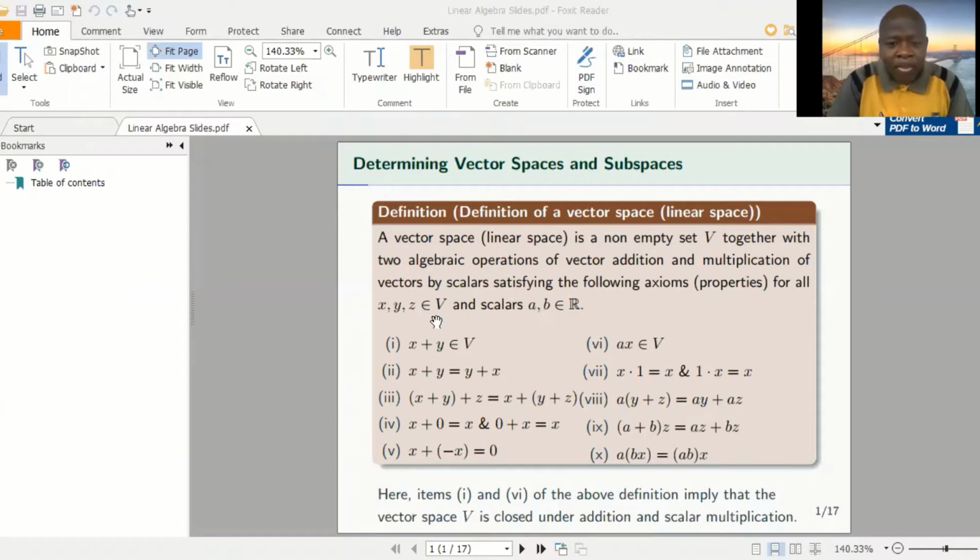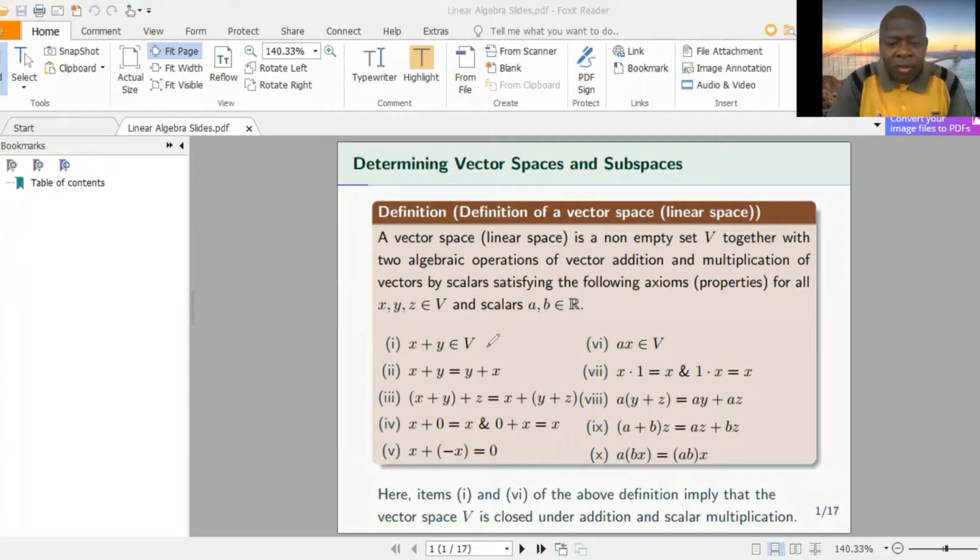it a linear space. A vector space is just a non-empty set together with the two algebraic operations, the operation of addition and that of multiplication by scalars, that fulfills the following properties. So it must fulfill these 10 properties. And the first property is that of closure. Now, what you notice is that the first 5 properties are the properties of vector addition.